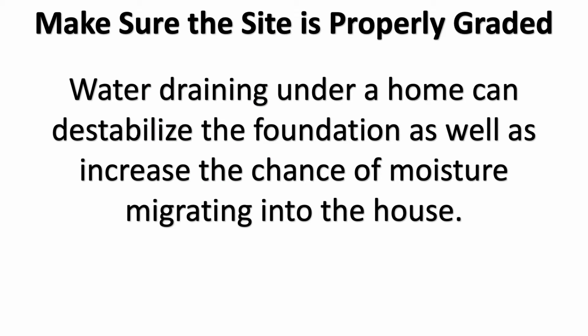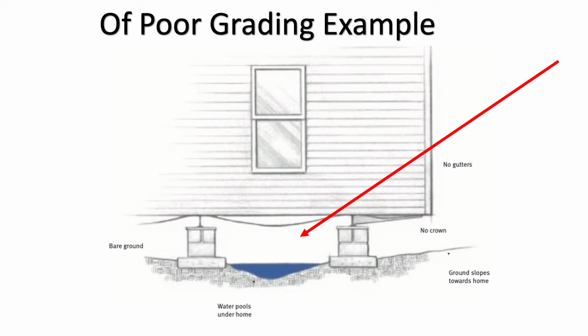Make sure that the site is properly graded. Water draining under a home can destabilize the foundation, as well as increase the chance of moisture migrating into the house. Here's an example of poor grading. Bare ground, water that pools under the home, water slopes towards the home, no crown, no gutters.